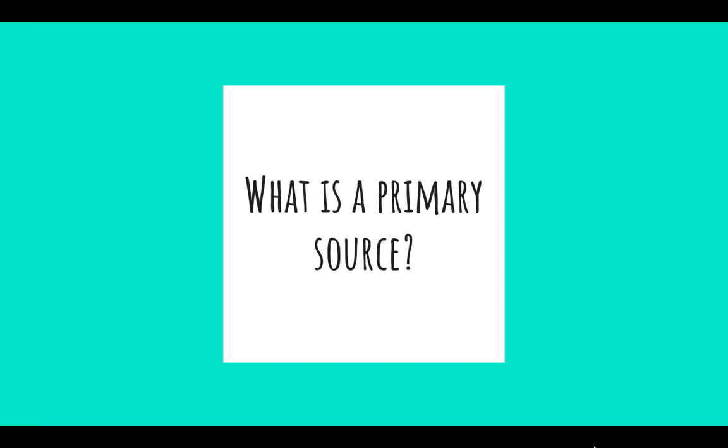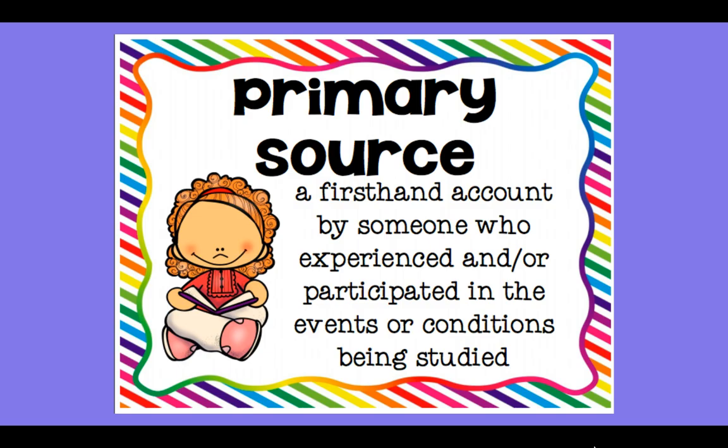So, there's two different sources. One is called a primary source. A primary source is a firsthand account by someone who actually was there, who experienced it and who participated in it. So, if we look back to this time where we were out of school and we stayed home to keep others safe, and someone asked, what was that like back in 2020? We would be primary sources. We have firsthand knowledge about this time right now.